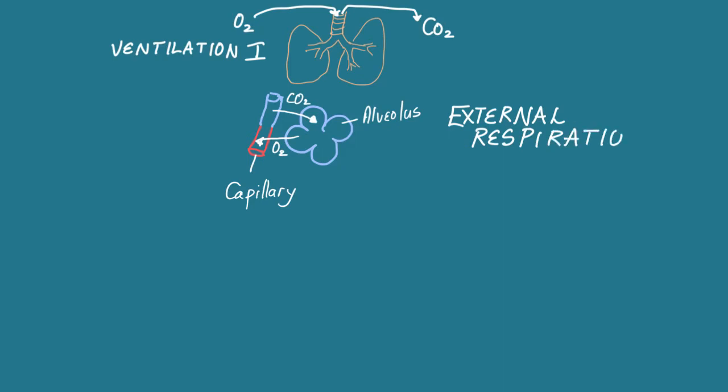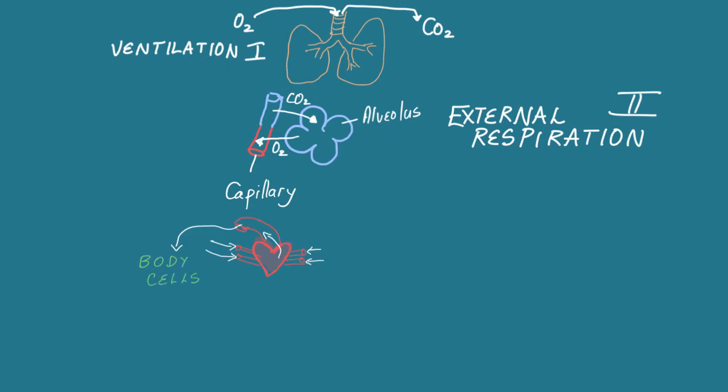It arrives at the heart via the pulmonary veins. So here we see the oxygen arriving via the pulmonary veins to the heart, and from the heart it can be pumped out via the aorta and taken to all parts of the body. The oxygen now arrives at the body cells.